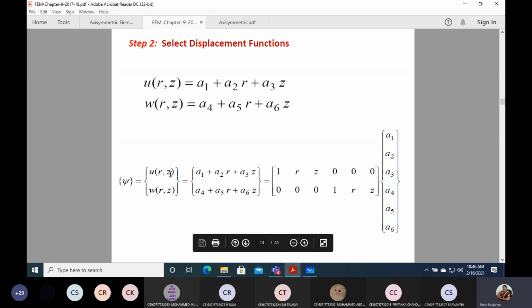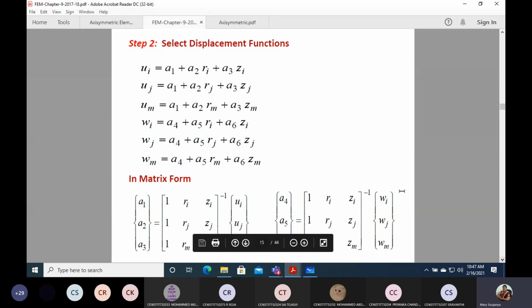Did you understand what I'm trying to show here? If you want, you can keep your notes of the CST element aside for reference and check what we are trying to do. So now u and w as functions of r, z will become in matrix form: 1 r z 0 0 0, 0 0 0 1 r z, multiplied by a1 a2 a3 a4 a5 a6. All right. So first we'll start with u.